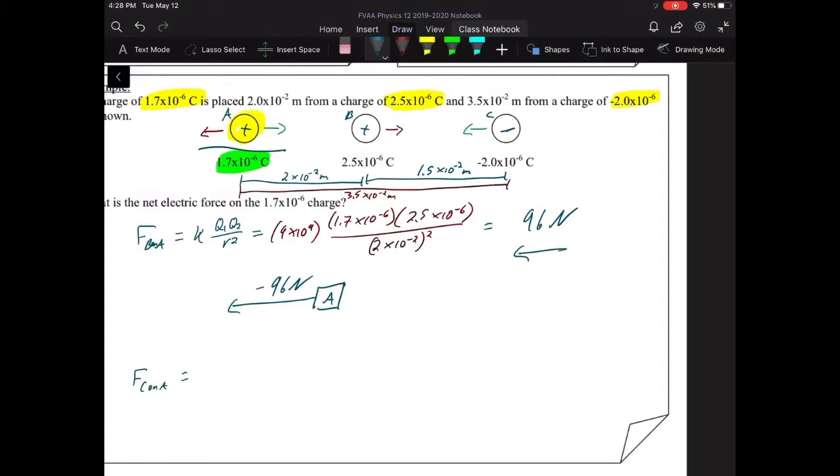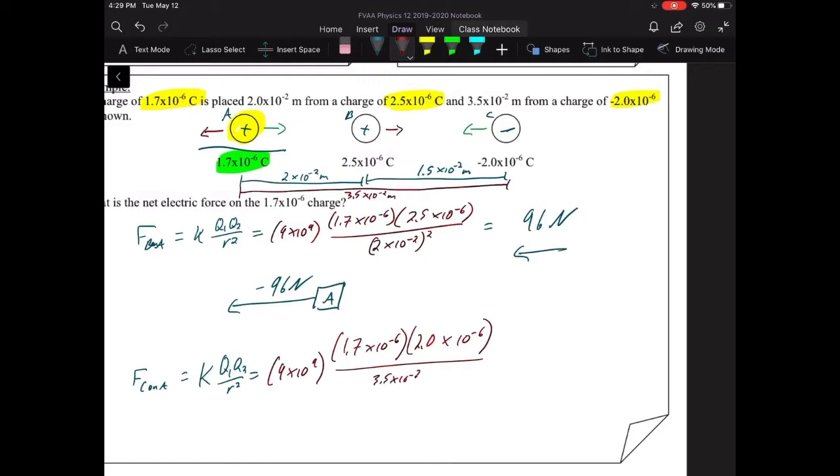Okay, so here I have k again, same equation, Q1, Q2, over r squared. Plug in your numbers, 9 times 10 to the 9, 1.7 times 10 to the negative 6, and Q2. Oh, this one's not 2.5, however. This is 2.0 times 10 to the negative 6. Now here it doesn't matter if I put positive or negative for that. I'm going to figure out the direction of that force after I find the magnitude, okay? And they are 3.5 times 10 to the negative 2 meters apart, okay?